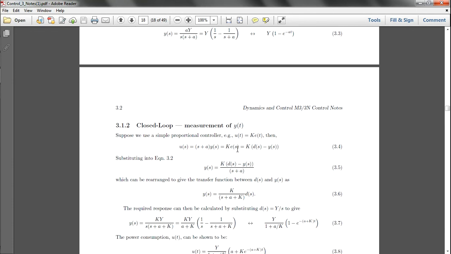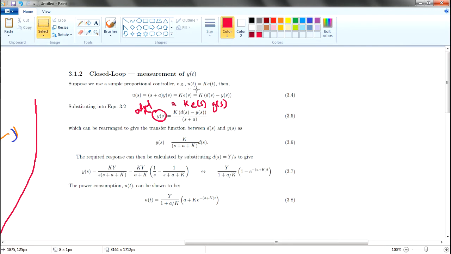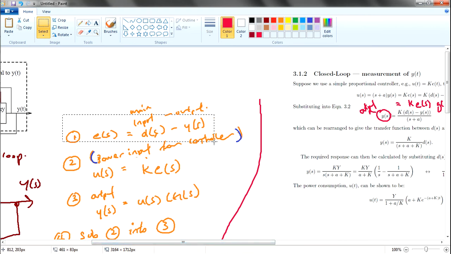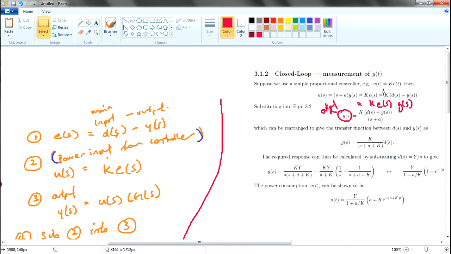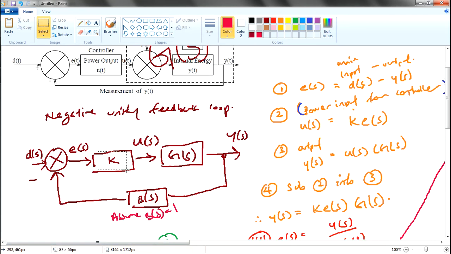So if you say that this K E of S is equal to this, and then you substitute it in, what does this mean? As I mentioned earlier, this part is the same as my equation 1. They describe the same thing, as you can see. It's just about the K. So this equation describes that the output is equal to K E of S G of S. So what is K E of S G of S? They go in this manner.